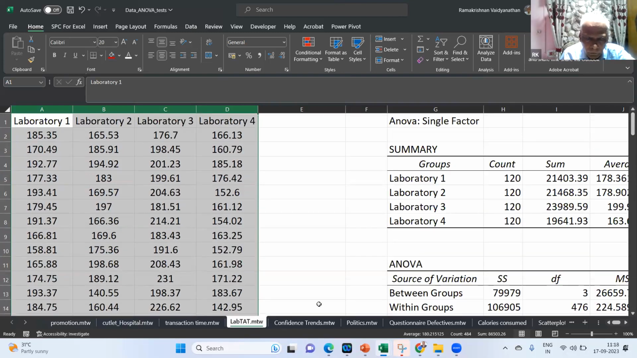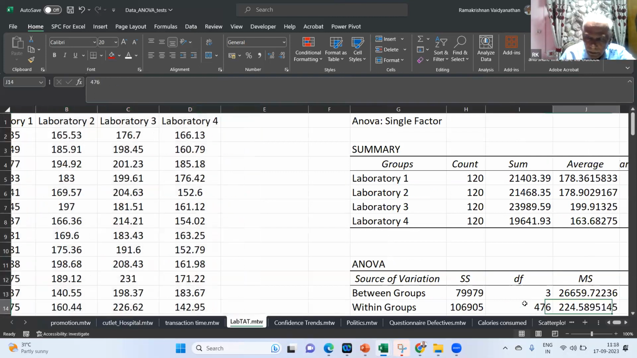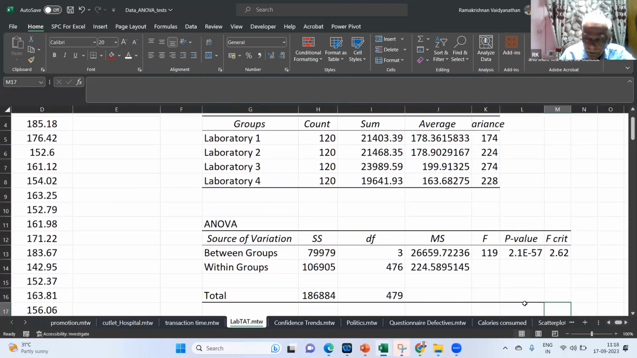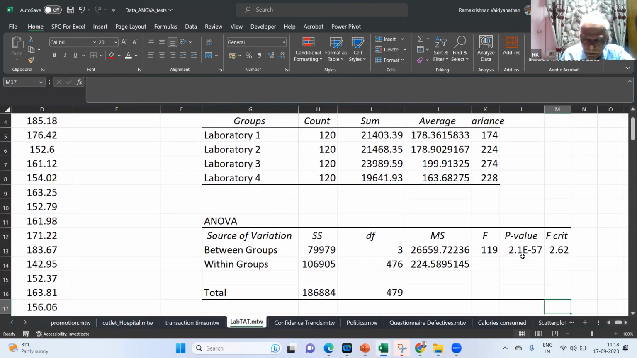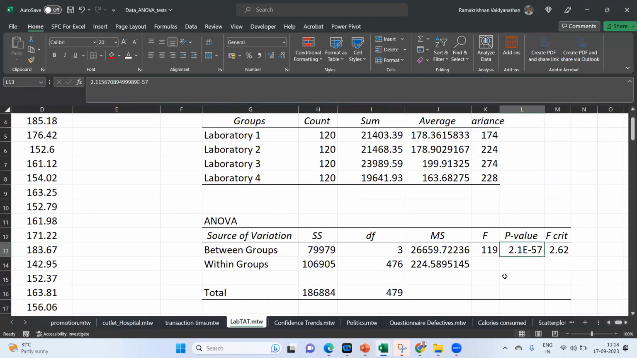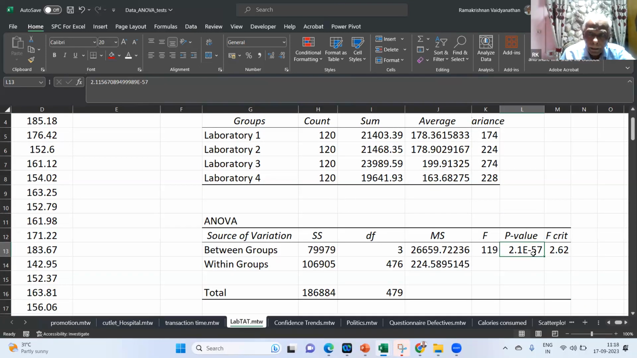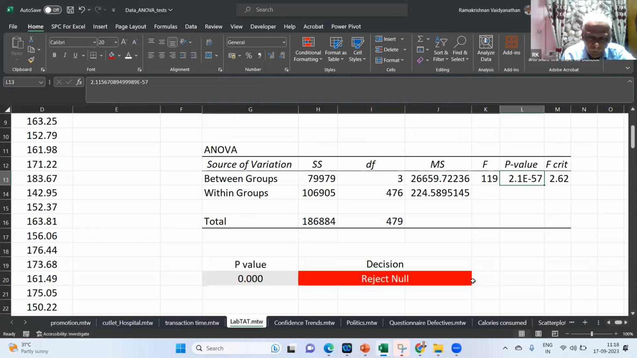Now, based on that, what is the p-value? P-value is coming here. Is it less than 0.05 or more than 0.05? Less than 0.05, because it is E power minus 57. If it were plus 57, it would be much greater. E means 10 power, 10 power minus 57, capital E. So it is very small. Therefore, we reject the null, right?